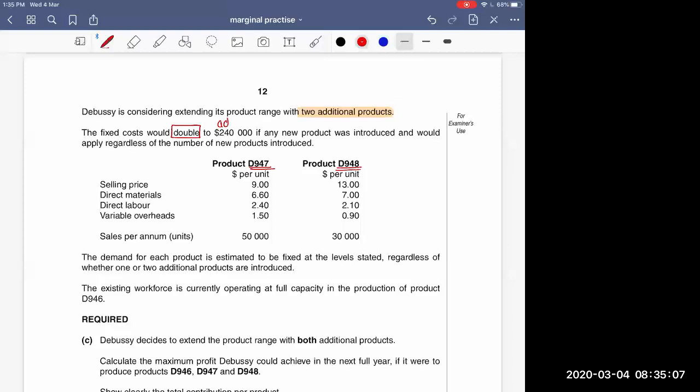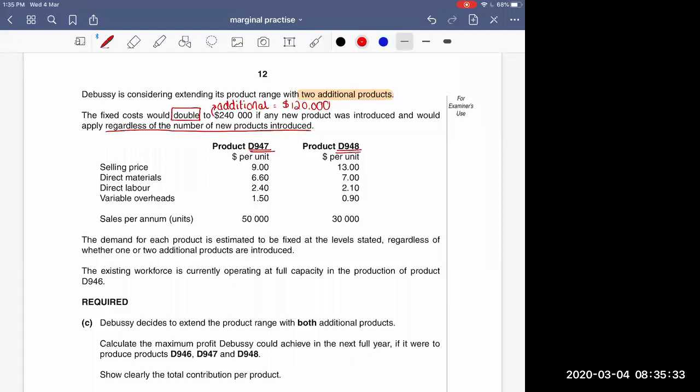Main ek naya product market mein introduce karun ya main dono products market mein introduce karun, meri fixed cost double ho jayegi. तीन प्रोड्यूस करने पे fixed cost hogi. It's not going 60,000. Irrespective ki main ek product naya introduce karta hoon ya do naye products introduce karta hoon, the fixed cost would be 120 se increase hokar 240,000. And would apply regardless of the number of products produced. So we have two products, D947 and 948, the details of which are given.